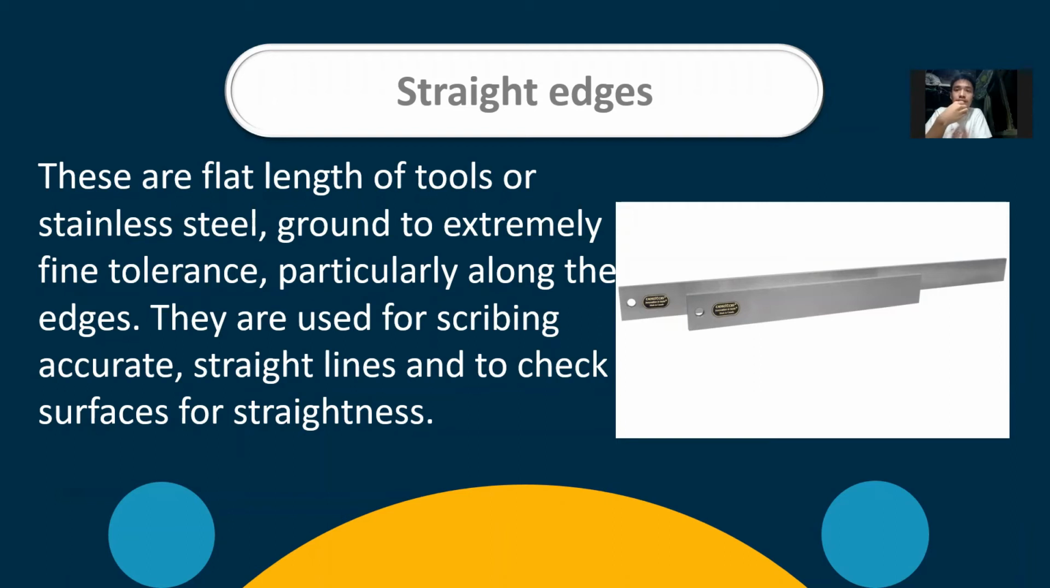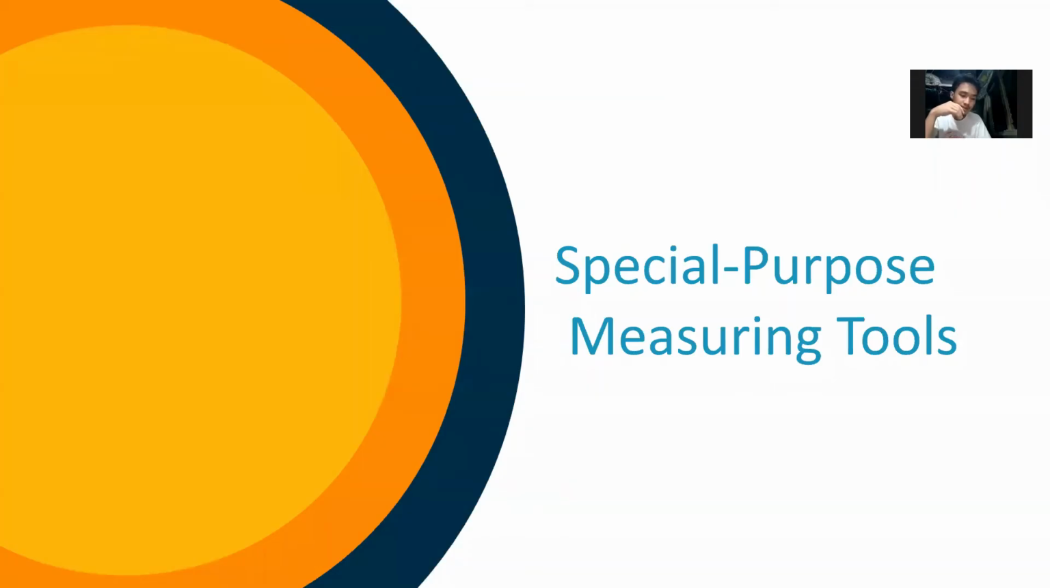Straight edges. So basically, it is a ruler without graduations para mag-describe ng accurate straight lines. So next type of measuring tools are the special purpose measuring tools. So ito naman yung mga measuring tools na created para sa isang specific application.